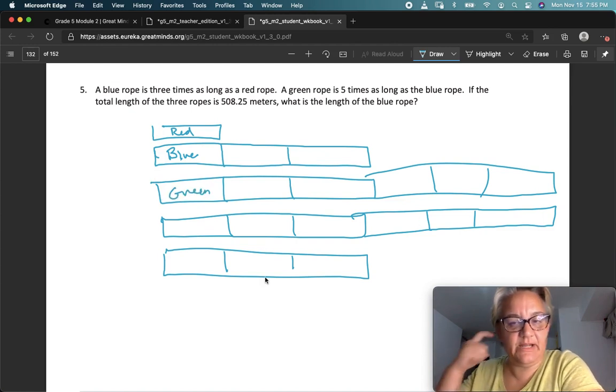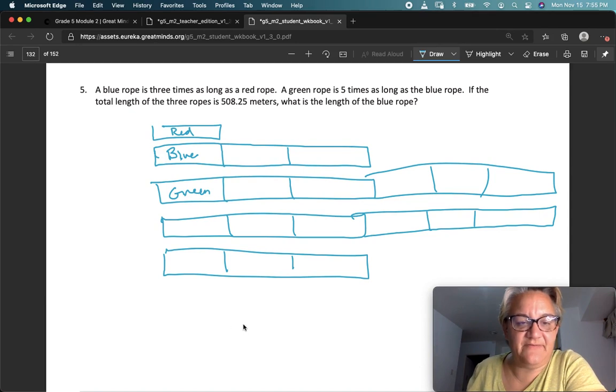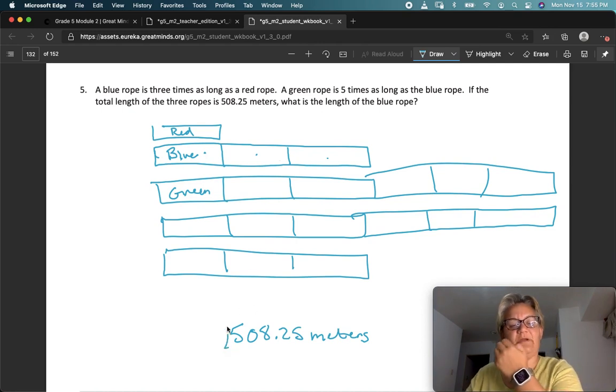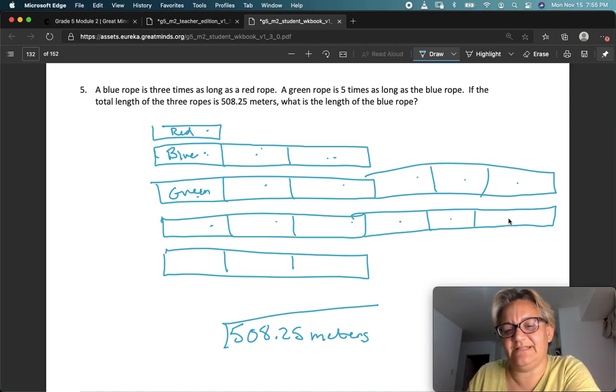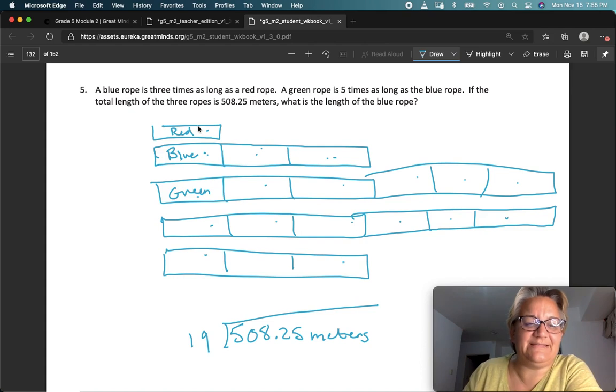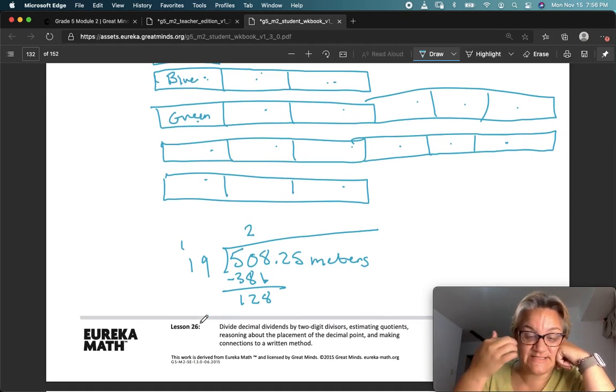Okay. So, and here is my green rope. But it's this whole thing, all right? Now, if the total length of the 3 ropes is 508.25 meters, what is the length of the blue rope? We want to know 1, 2, 3. So here's what we're going to do. We are going to divide this number by all the little squares I just made. So 1, 2, 3, 4, 5, 6, 7, 8, 9, 10, 11, 12, 13, 14, 15, 16, 17, 18, 19. Okay. And that's going to tell us what the red rope equals, because it equals 1. So 19 goes into 50 twice with 12 left over. Bring down the 8. 19 will go into 28 6 times.